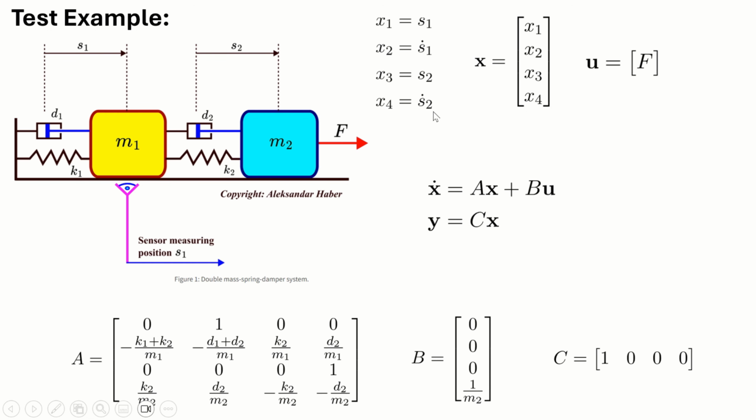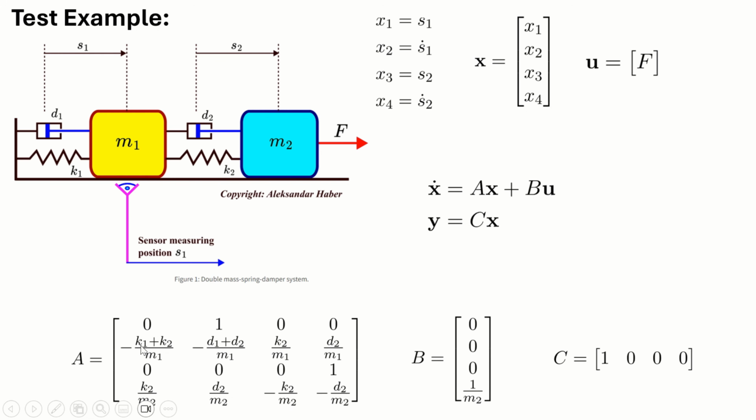That is, x1 is the position of the first box, x2 is the velocity of the first box, x3 is the position of the second box, and x4 is the velocity of the second box. We group all the state space variables in the vector x, and the input u is the force F acting on the system. The state space matrices are given over here. The A matrix has this form over here.